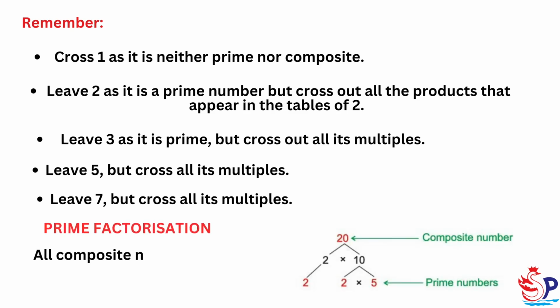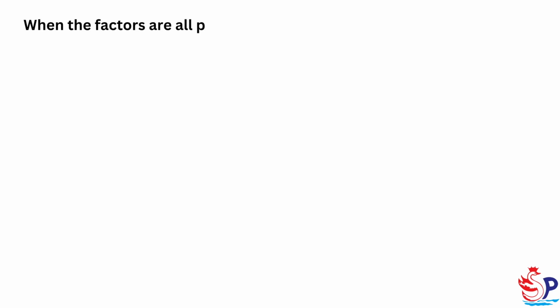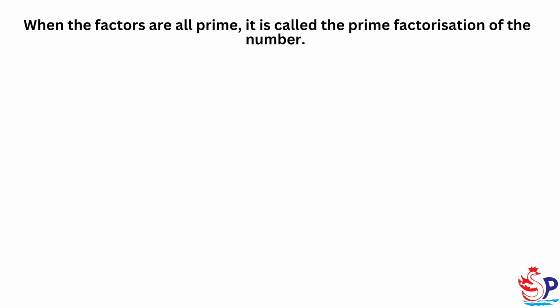Prime factorization. All composite numbers can be broken up into their factors. When the factors are all prime, it is called the prime factorization of the number. Prime factorization of 20 equals 2 multiplied by 2 multiplied by 5.